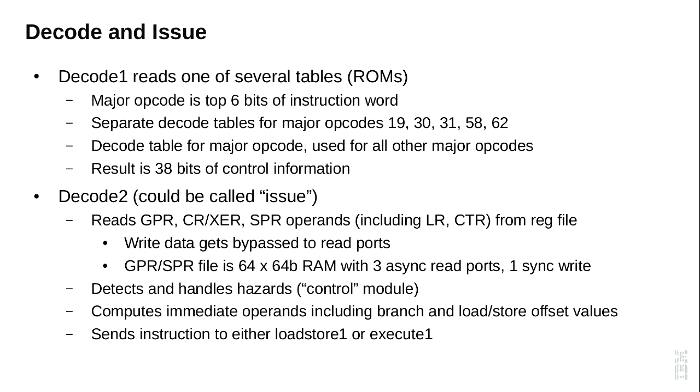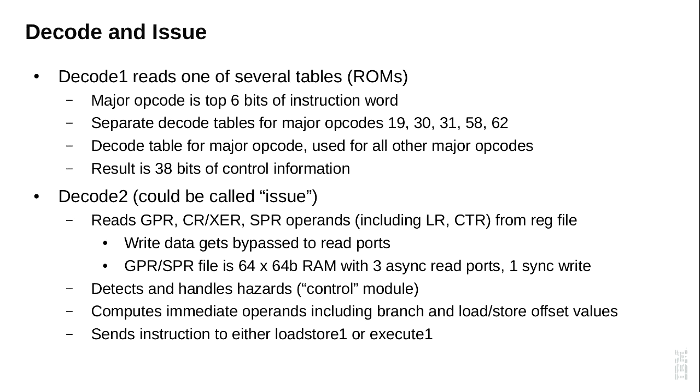Decode and issue. So decode, we've got decode 1 and decode 2. As Anton said, we've got the major opcode in the top 6 bits. That's 64 values, obviously. Several of those are opcodes that then have a minor opcode in lower bits, like opcode 31. It's bits 1 to 10 of the instruction, then give you a minor opcode that tells you whether you're doing an add instruction or an and or a synchronize or whatever it is. So we have a decode table for the top 6 bits, and for some of the opcodes, we then have other decode tables for the minor opcode.